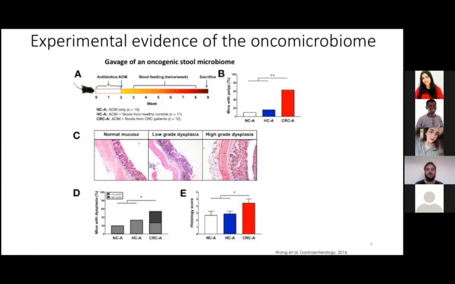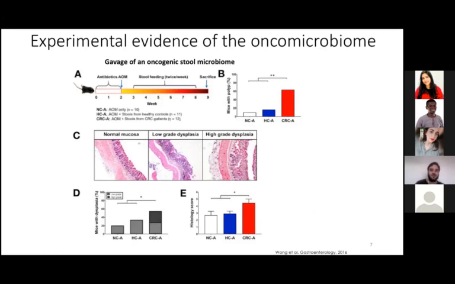Now I'd like to show you a bit more about experimental evidence. These are all in mice models. First off, in this paper by Wong and colleagues in 2016, they had mouse models where they fed the mice antibiotics, and then they gavaged them with stool samples, either from healthy controls, from CRC patients, or basically no stool samples at all.